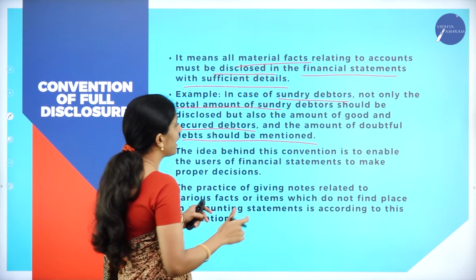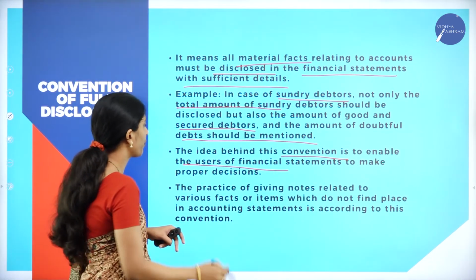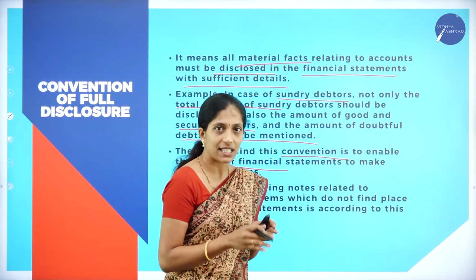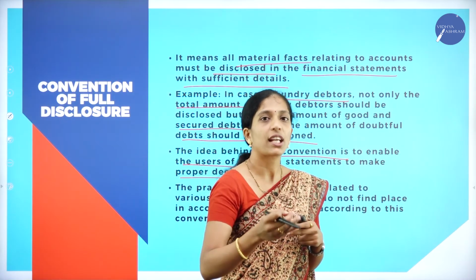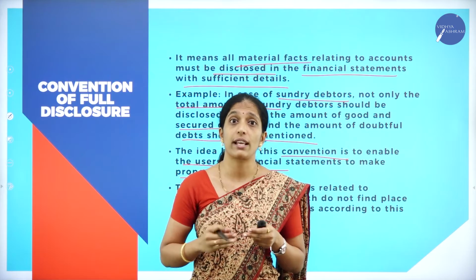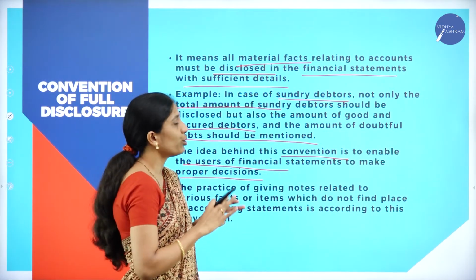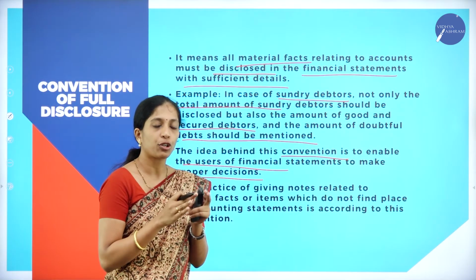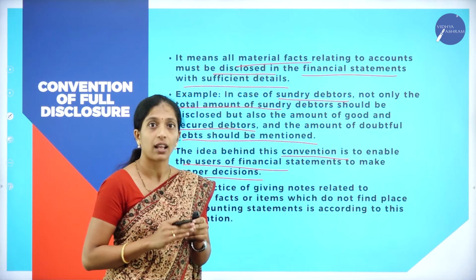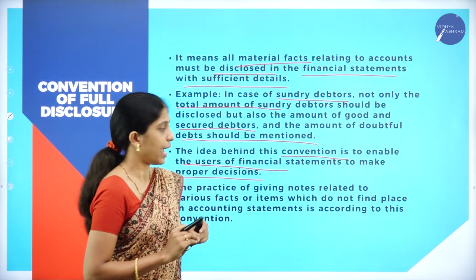The idea behind this convention is to enable the users of financial statements to make proper decisions. Of course, if the financial statement is correct, then we can communicate that financial information to the users, so that they can take the right decisions. So whatever aspect relates to a particular asset or liability, we have to disclose each and every aspect. Even if it is a minute aspect, we have to record it in the books of account.